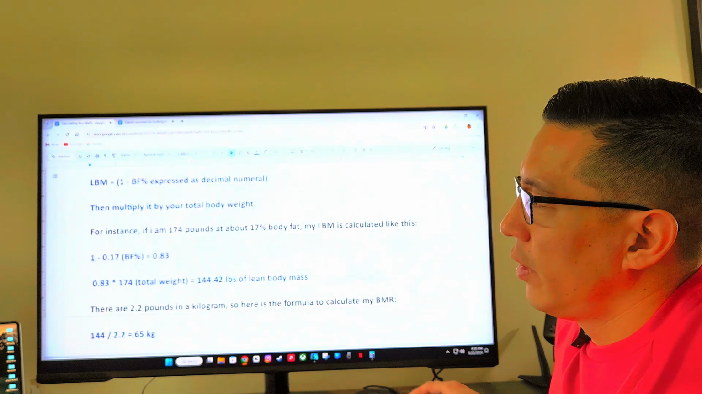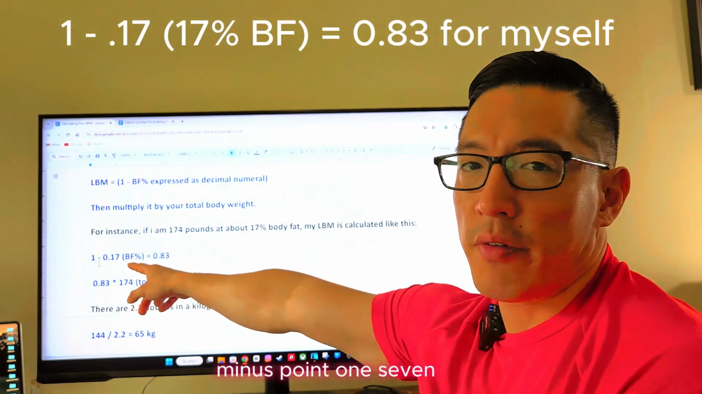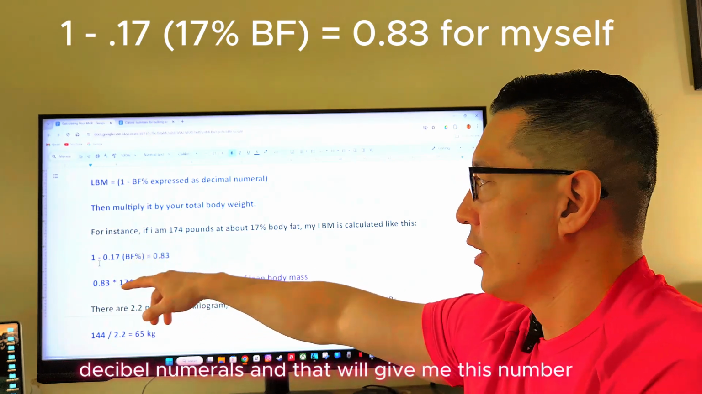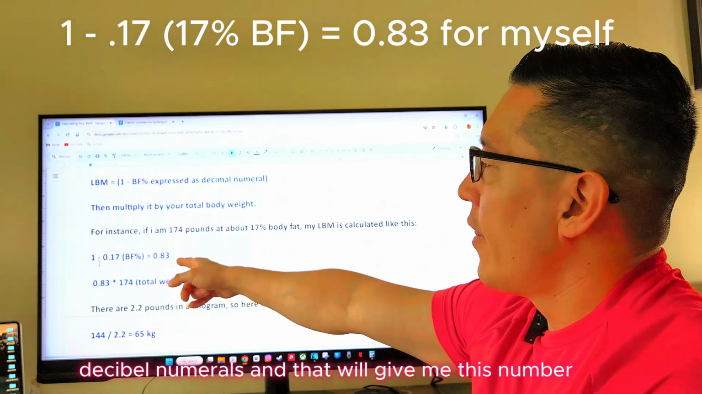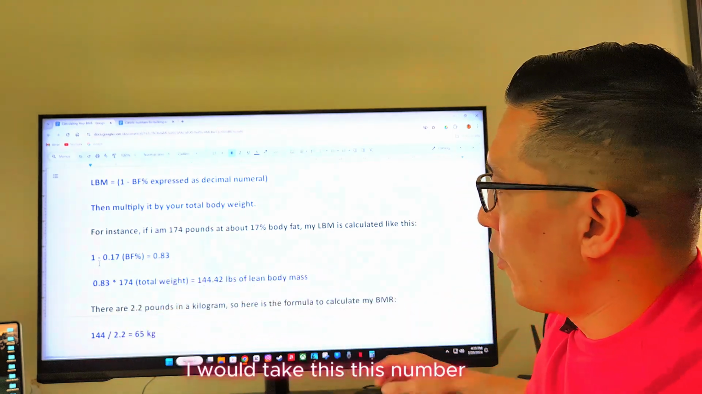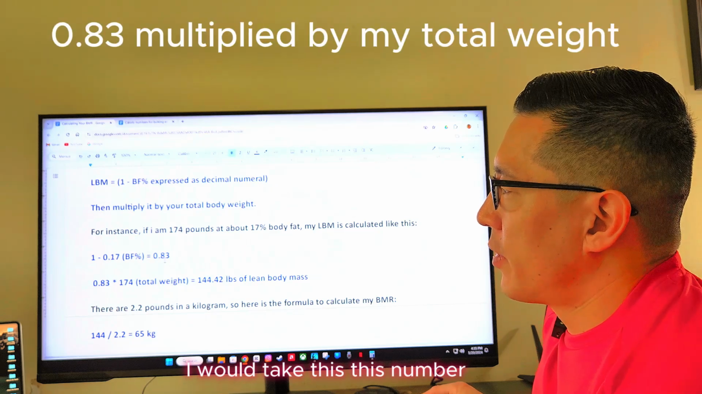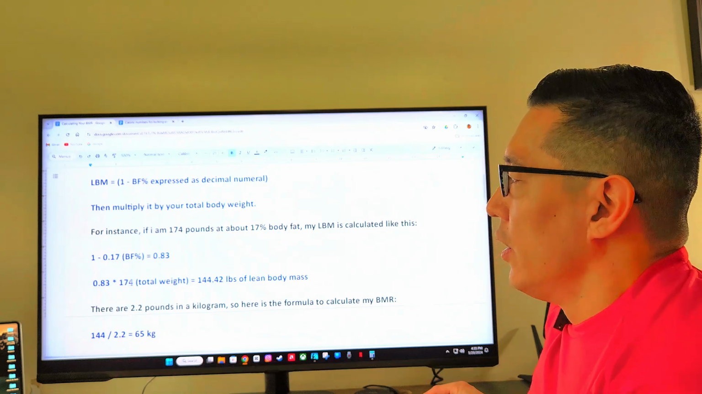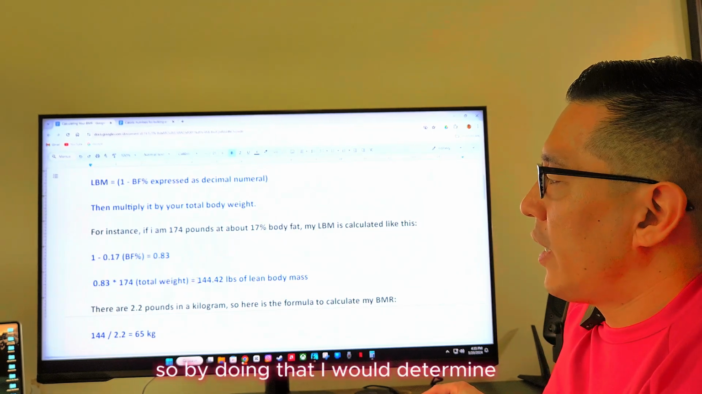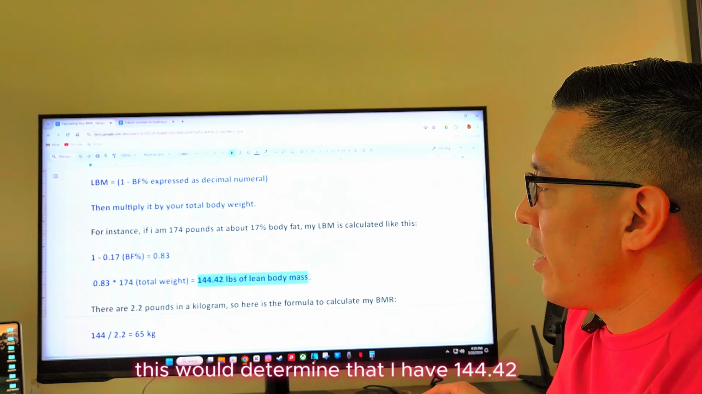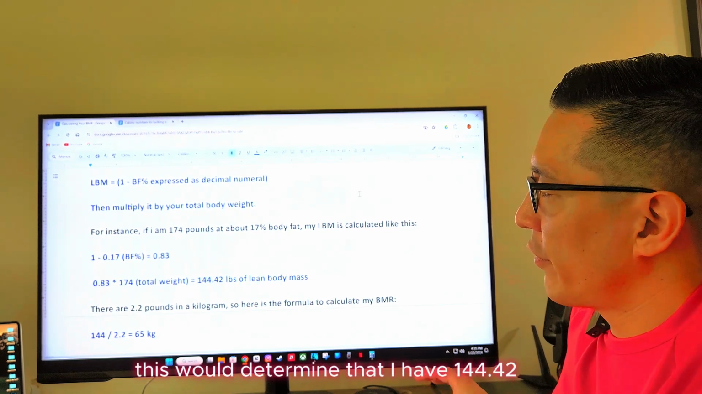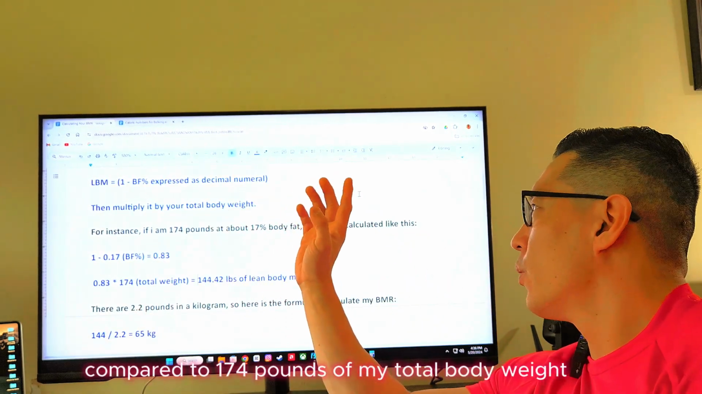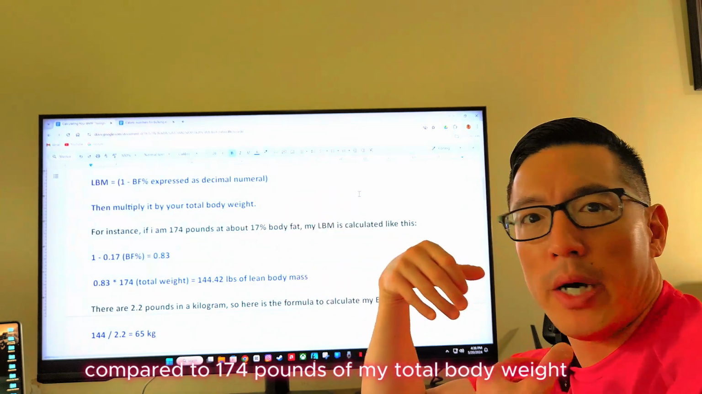So it would be 1 minus 0.17, which would be my body fat percentage expressed in decimal numerals. And that will give me this number. I would take this number and I would multiply that by my total weight. So by doing that, this would determine that I have 144.42 pounds of lean body mass on me, compared to 174 pounds of my total body weight.